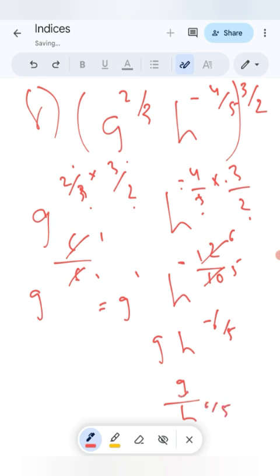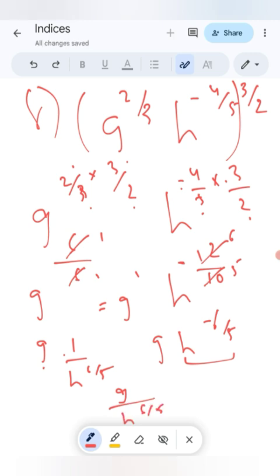For those who did not understand the logic of this, okay, H minus 6 upon 5 means 1 upon H 6 upon 5, right? This is how you write H minus 6 upon 5. Now G, when it gets multiplied with the 1, that automatically becomes G upon H 6 upon 5. Okay, I hope it's clear to you all.